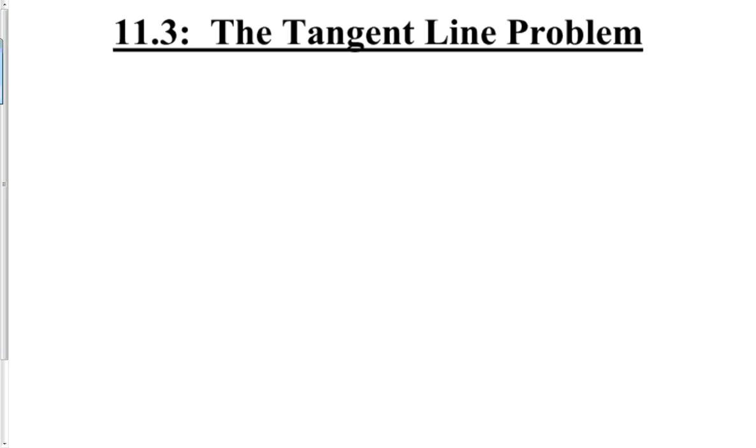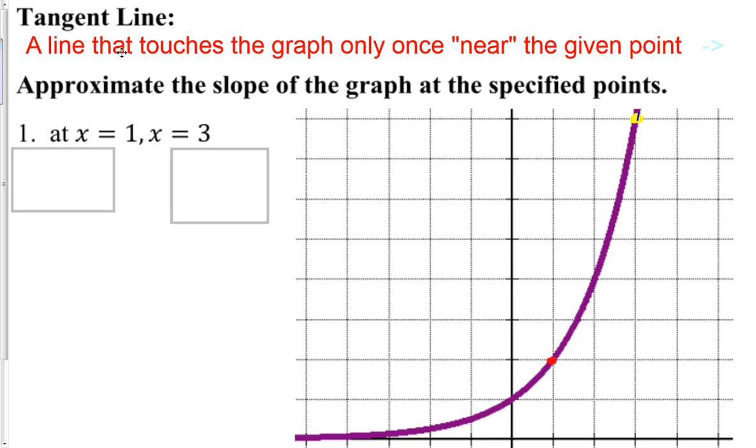Today we are covering the tangent line problem. This lesson may be covered in two parts as it is a little bit longer. Now a tangent line is a line that touches a graph only once near or at the given point. Similar to how it was in a circle, right? A tangent should only touch once at that point.